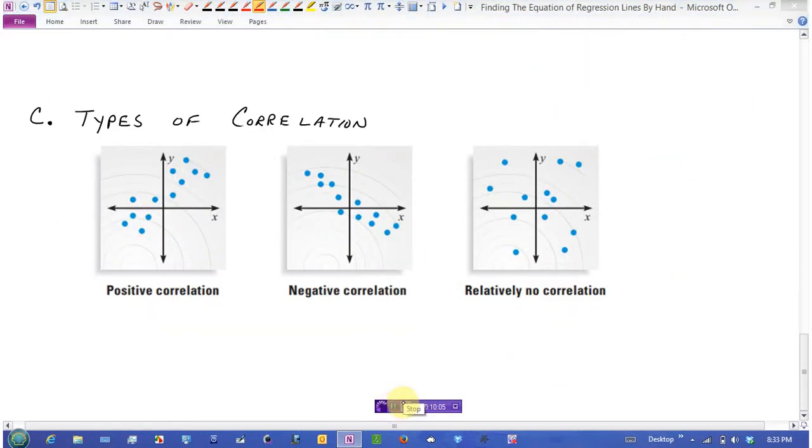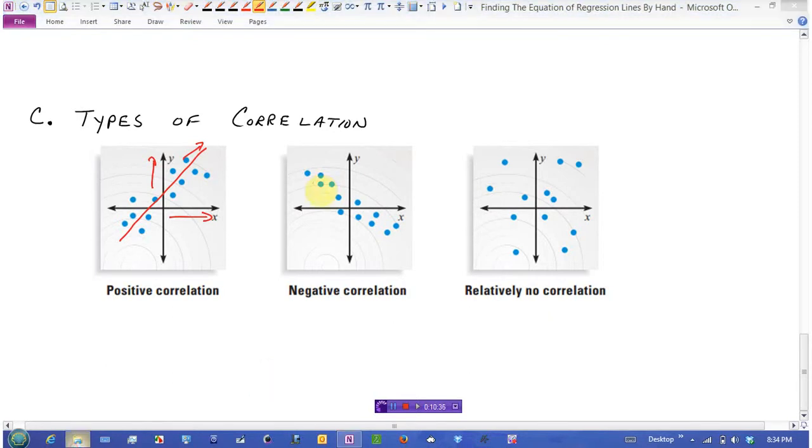The last thing I wanted to cover in this lecture is the different types of correlations we may see when we do our regression lines. What we have in this first one is a positive correlation. If we draw a line through that data, we can see that as the x gets larger, the y value is also getting larger. As we move upward on that line, that would be a positive correlation.